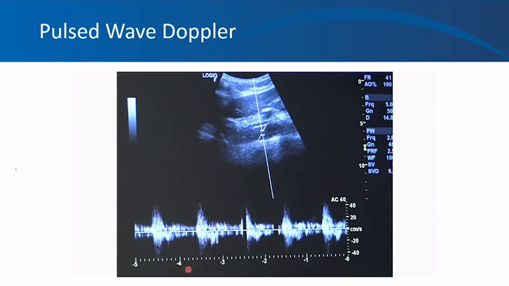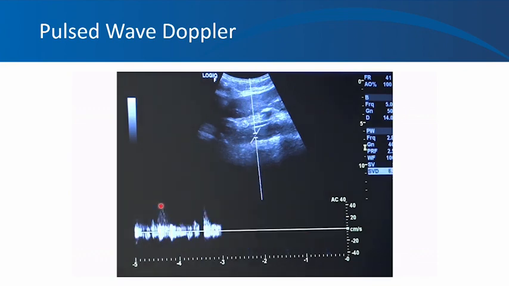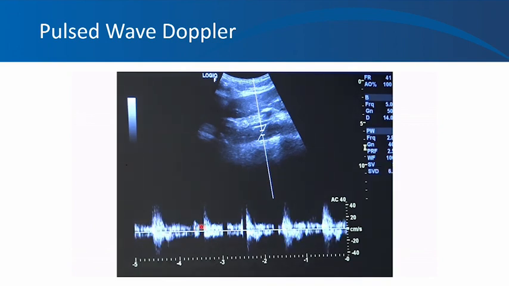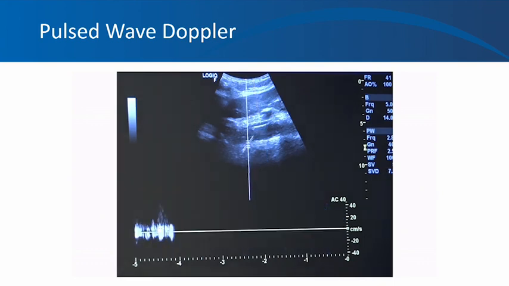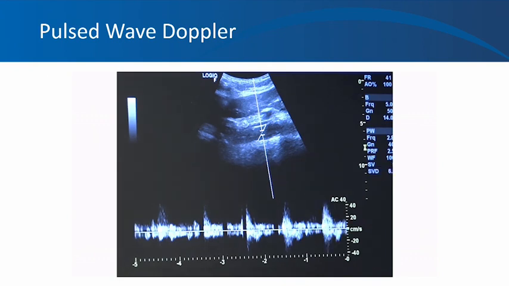Once you get a good tracing, freeze the image and measure peak systolic, that is at the top of this peak, and end diastolic, that is at the bottom of this diastolic pulse, to measure peak systolic and end diastolic velocities. And using that, you can calculate resistive index.